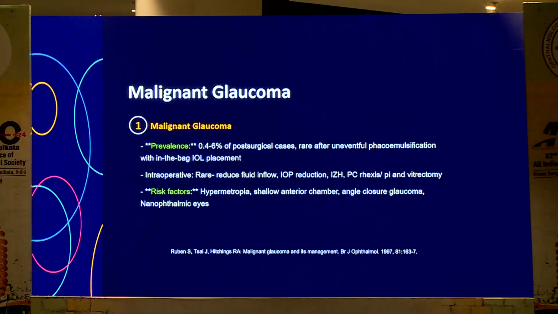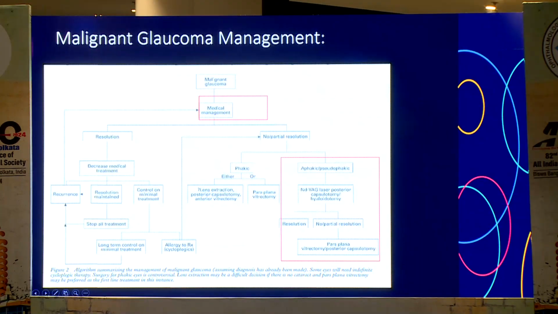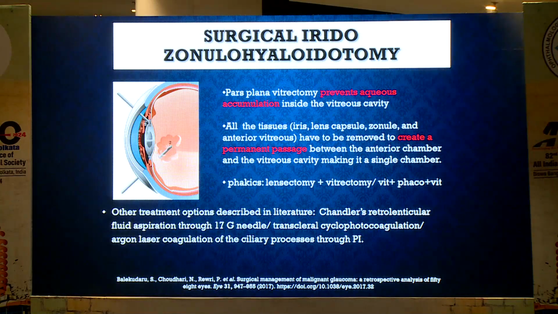The other important cause remains malignant glaucoma. The risk factors would be shallow anterior chambers, hypermetropic eyes, angle closure glaucoma, and nanophthalmic eyes. The mechanism is a ciliolenticular block which causes posterior diversion of the aqueous and forward movement of the lens iris diaphragm. Here the management would be medical initially with atropinization. That failing, in pseudophakic eyes we can try a YAG iridotomy and hyalodotomy through the PI or through the capsule. That failing, we might want to intervene surgically by iridozonulo hyalodotomy.